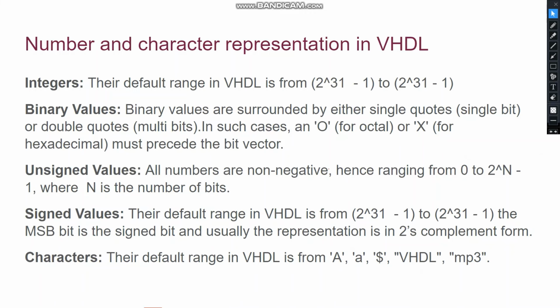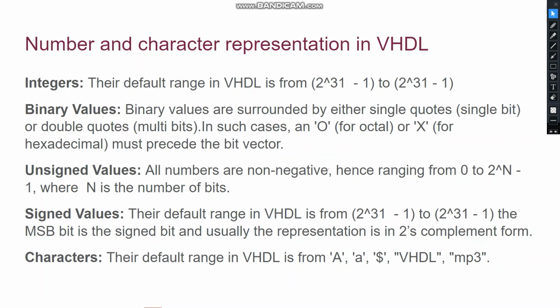You have different types of number systems. What is a number? It is a count value or a digital representation of some particular value. Integers: in VHDL, integers have a default range from minus 2 to the power of 31 minus 1 to 2 to the power of 31 minus 1, both positive as well as negative. I forgot to write a negative sign there, but you have that integer range from positive to negative.